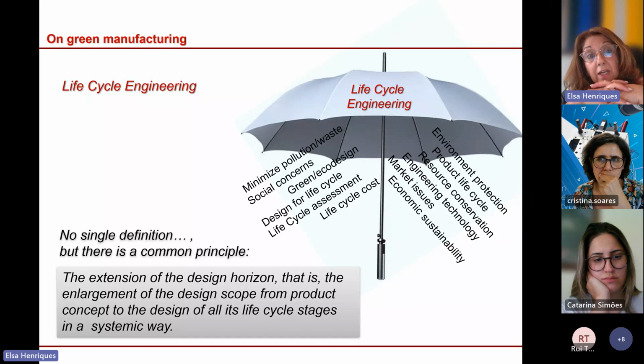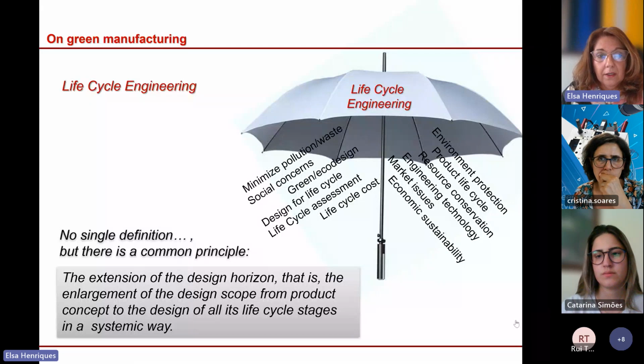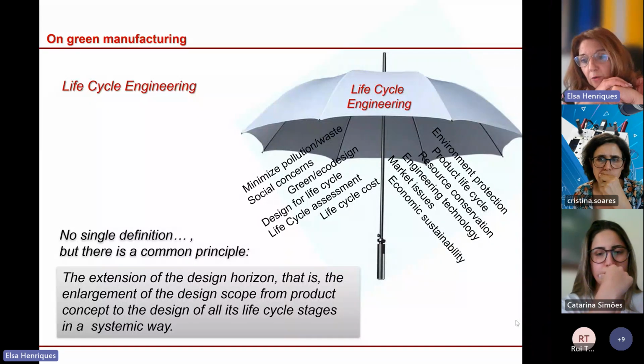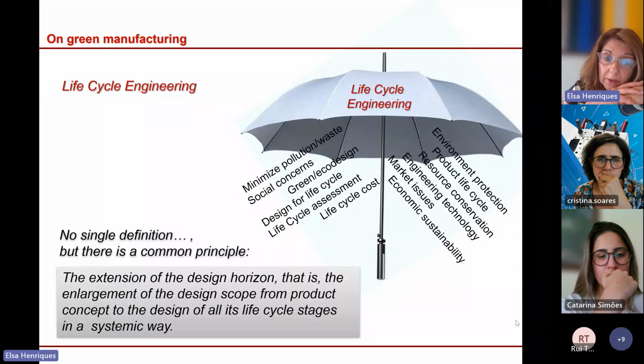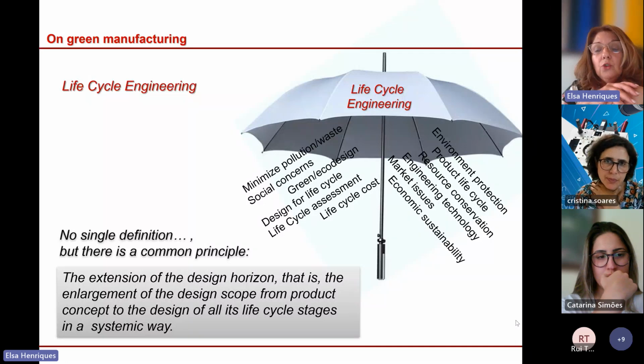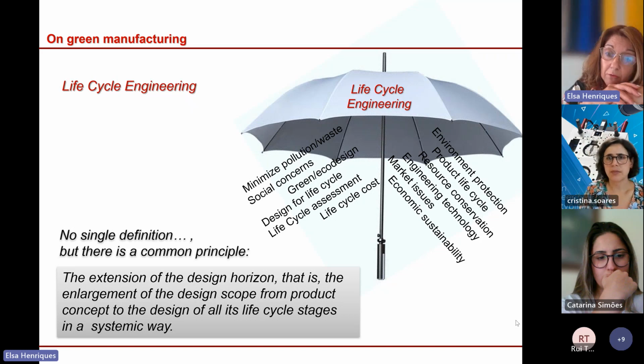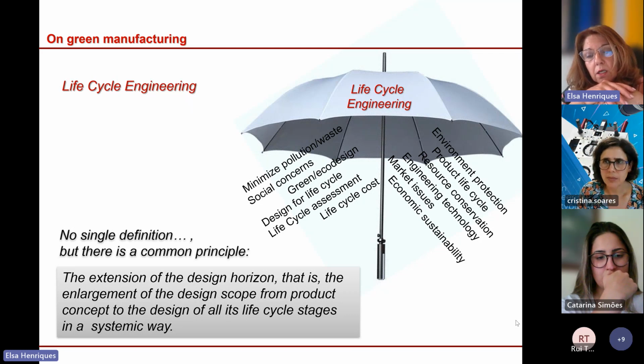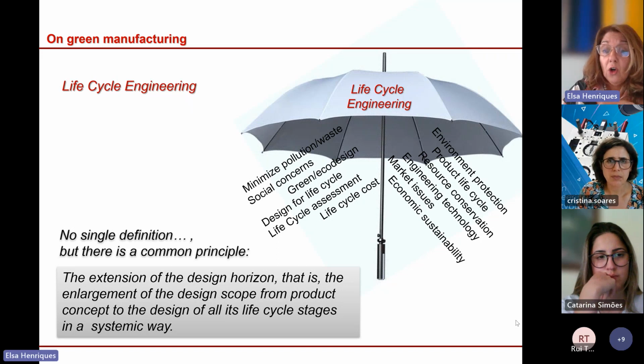Life cycle engineering deals with the extension of the design horizon. That is the enlargement of the design scope from the product concept, the product geometry and the material selection to the design of the product for all its life cycle stages in a systemic way. If you want products with reduced environmental impacts, the only way to be efficient is to design for the life cycle, considering all the stages from cradle to grave.